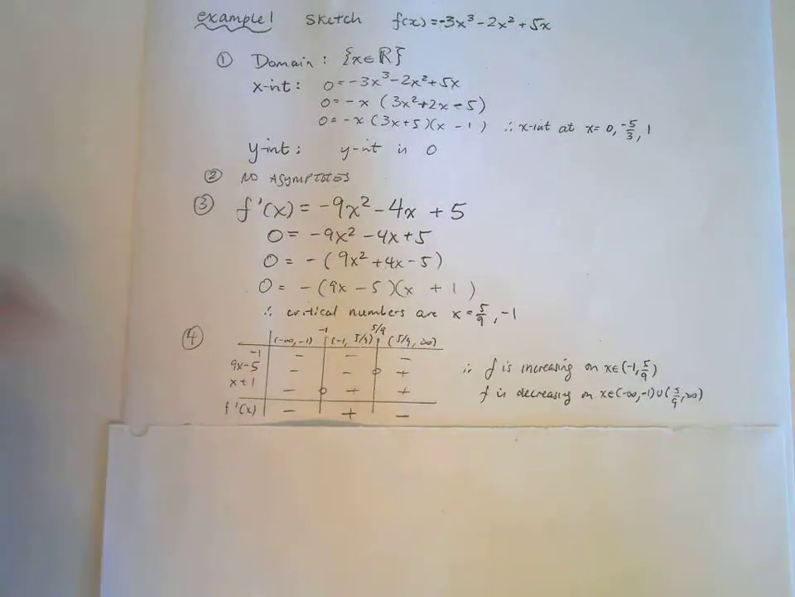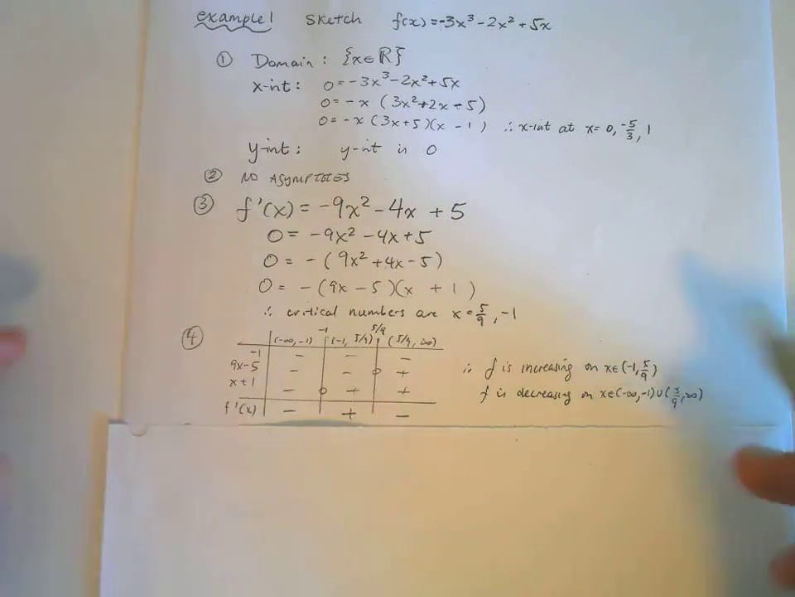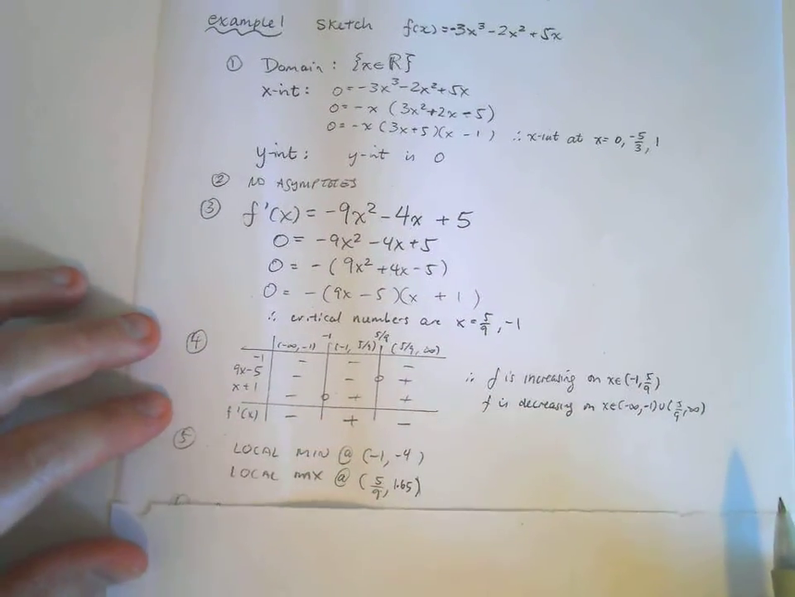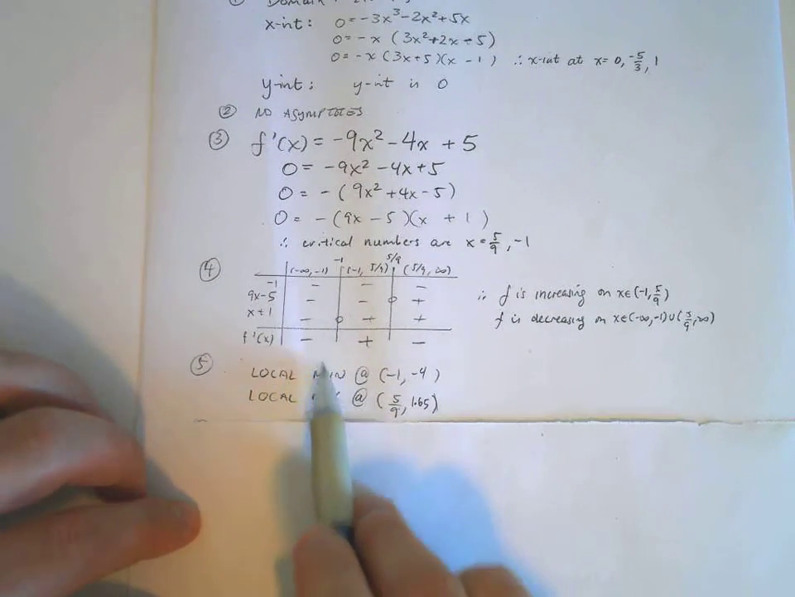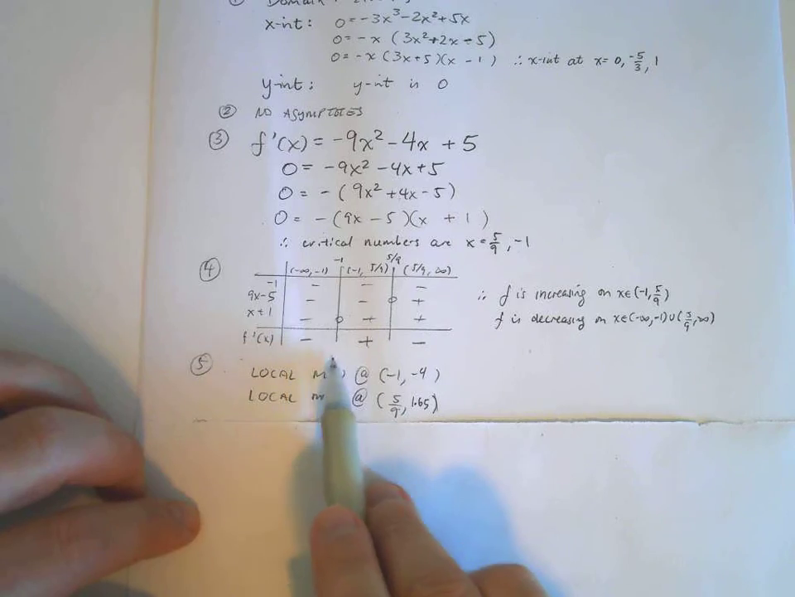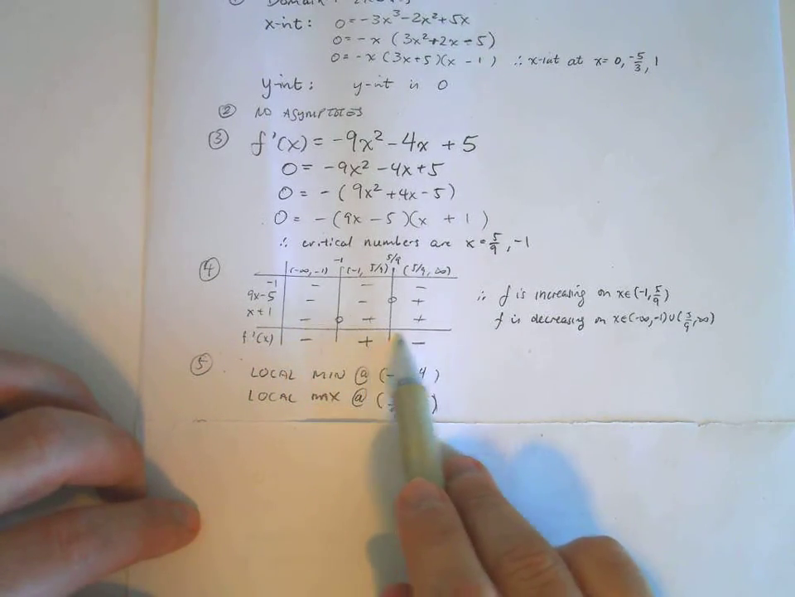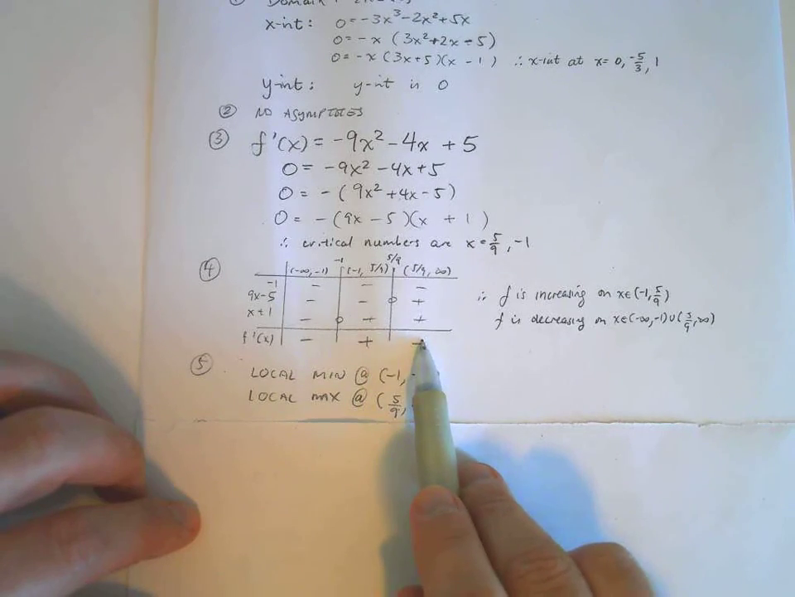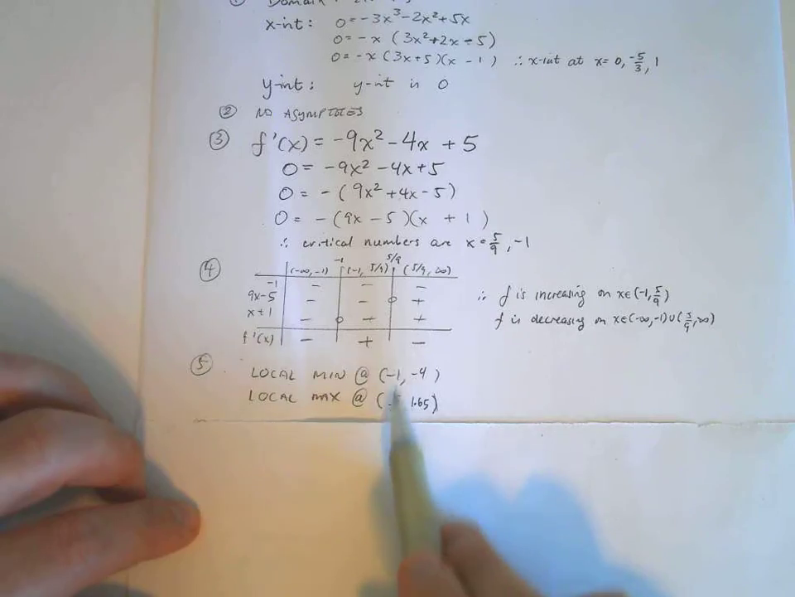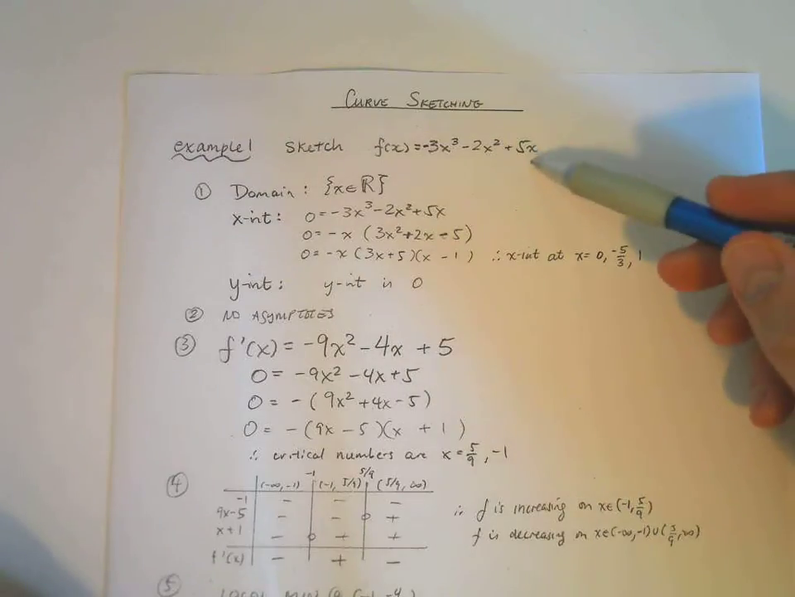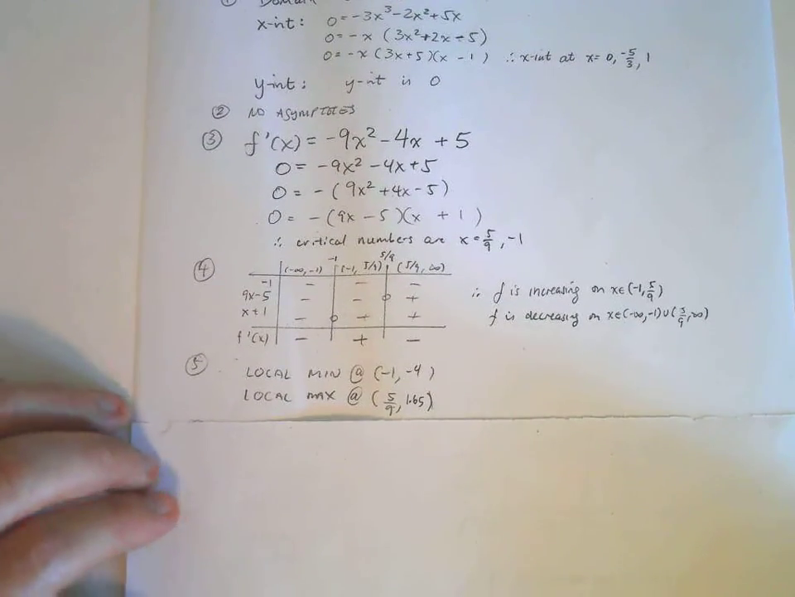So from that I got all my increasing and decreasing intervals, and then from this I could also conclude my local extrema. So here I've got a local min going down here because this was decreasing to increasing, and then here it was increasing to decreasing, so I should have a local max. And then we can get the y coordinates just by taking those x values and plugging them back in here to get the full coordinate.